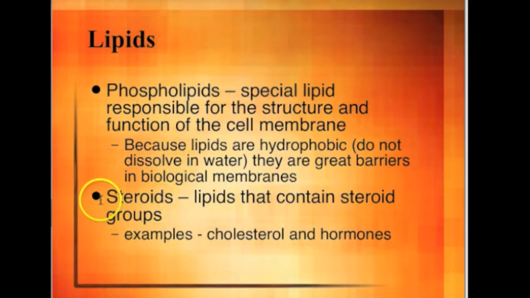Other specific types of lipids in your bodies include steroids. And some examples are cholesterol and hormones. All right, so these are the delivery systems for some of the enzymes in your body.